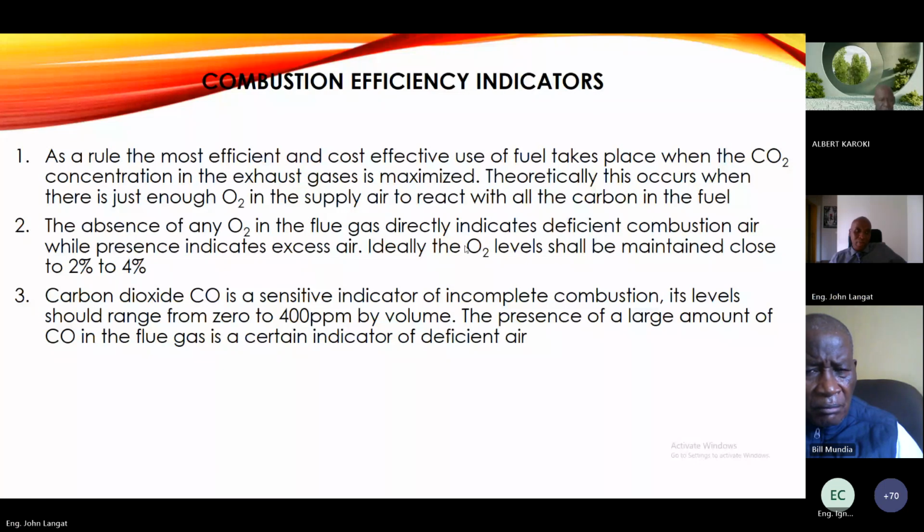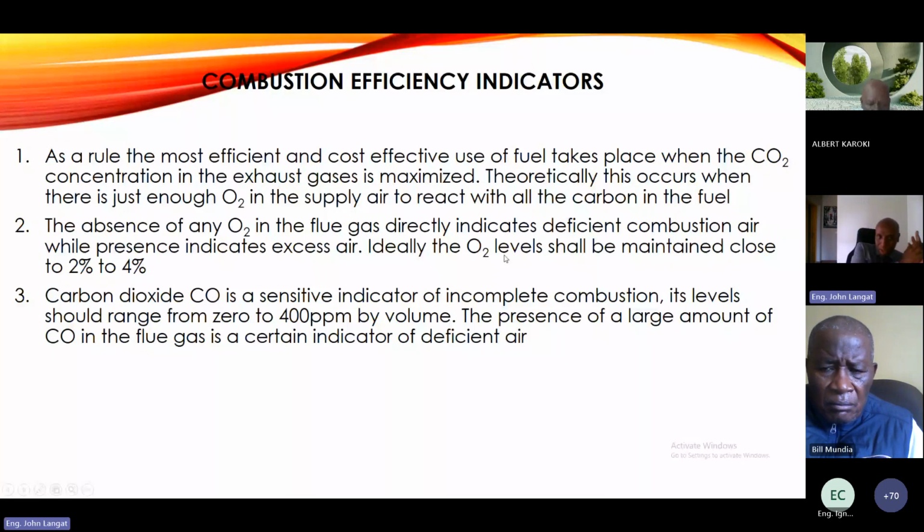Then carbon monoxide is a sensitive indicator of incomplete combustion. Its levels should range from 0 to 400 parts per million by volume. The presence of a large amount of carbon monoxide in the flue gas is a certain indicator of deficient air. During your energy audit, you cannot go to audit a steam system or a boiler system without a flue gas analyzer.